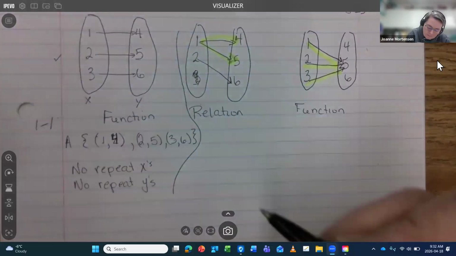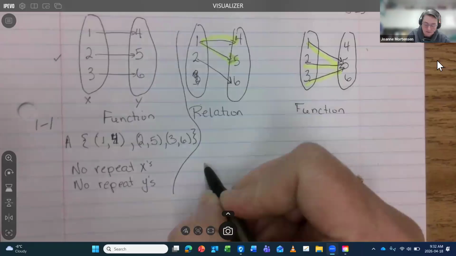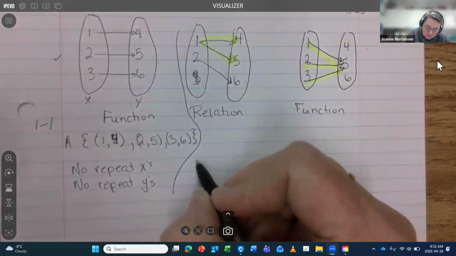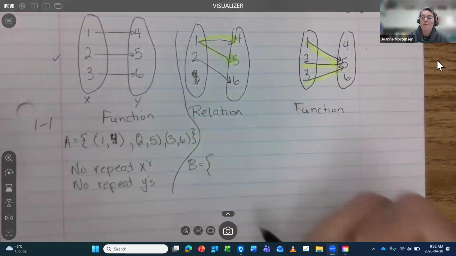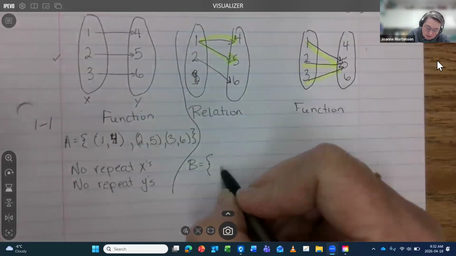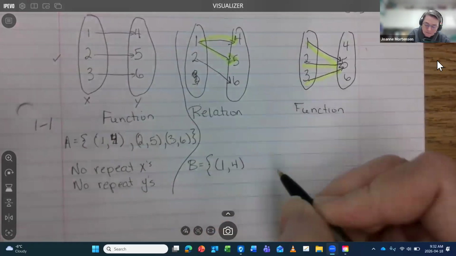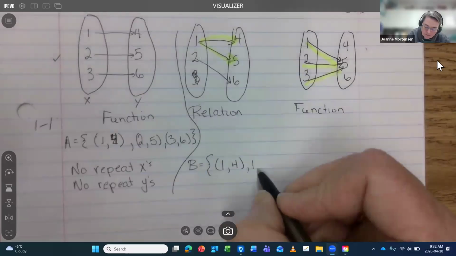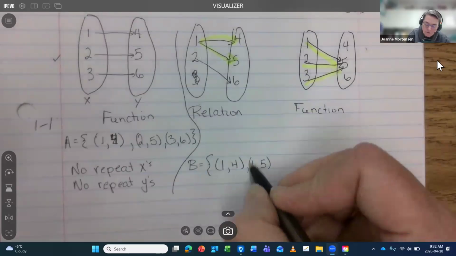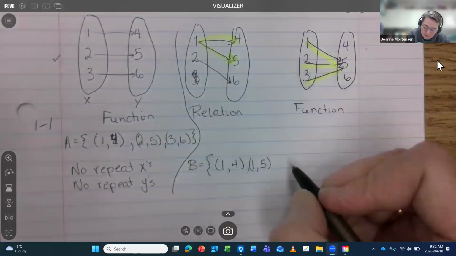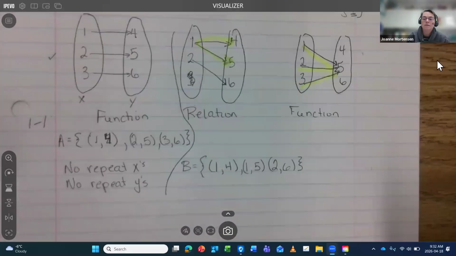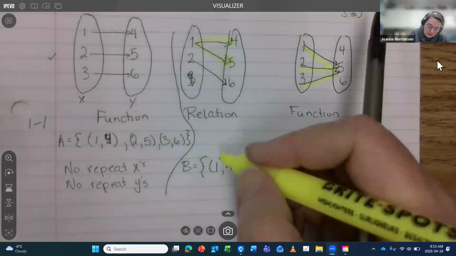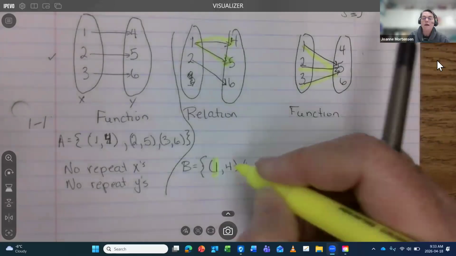I guess I'll write it down here so I have room. We'll call this B. Set notation. So we got 1 going to 4. We have 1 going to 5. So 1 and 4, 1 and 5. And then we have 2 going to 6. There you go. So now I can see pretty clearly I've got some repeats.